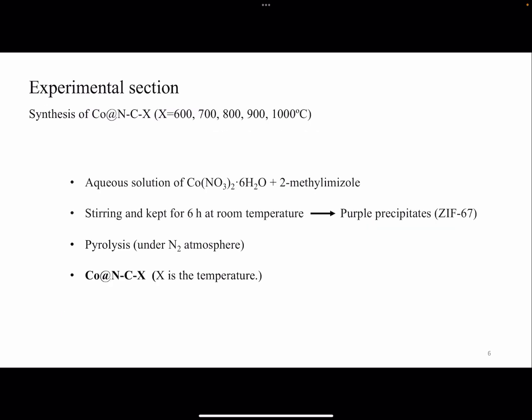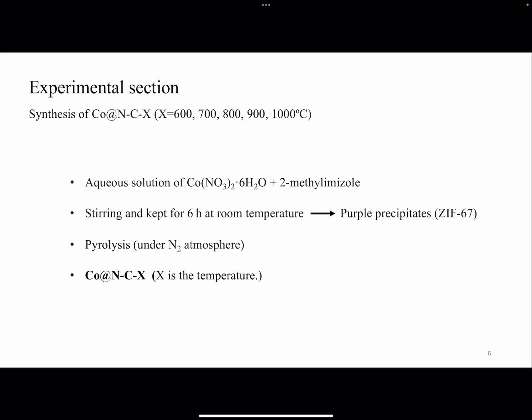And now let's move on to the experimental section. The synthesis of the Co@NCX catalyst follows a two-step process. First, the ZIF67 precursor was synthesized by mixing cobalt nitrate hexahydrate with 2-methylimidazole in aqueous solution, stirring and keeping for 6 hours at room temperature. And finally, this results in a purple precipitate.